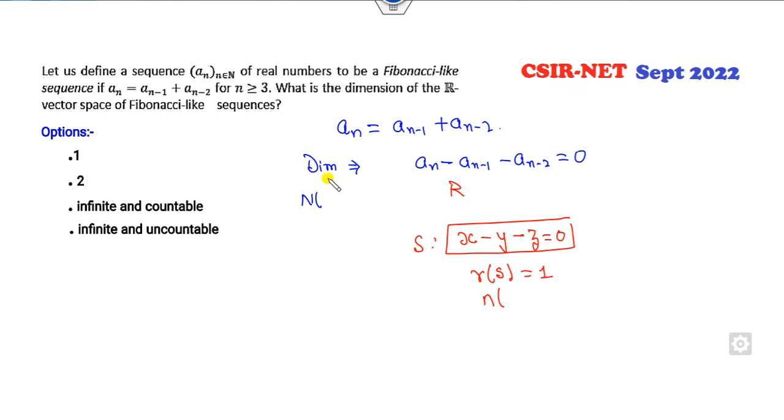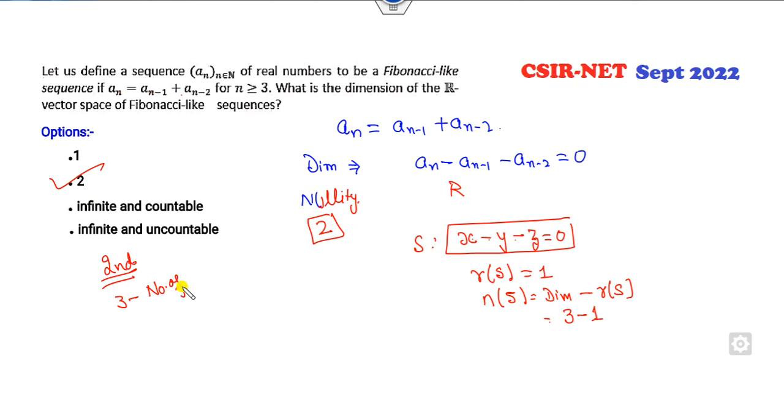Nullity, and the dimension is what you have to find, the nullity. So what is the nullity of this S? Dimension minus rank of S. How many vectors do you have? 3 minus 1, so 2 is the right answer. There is one more way. How many variables do you have? 3 minus the number of conditions. How many conditions have you been given? Only one condition. 3 minus 1 is 2, the right answer.